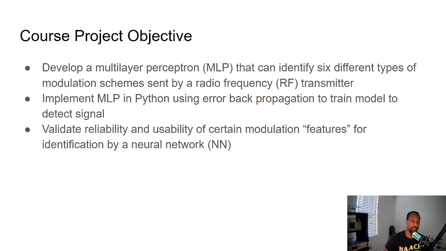An MLP is a multi-layer perceptron, and I wanted to classify 6 different types of modulation schemes. That's going to be frequency shift keying, amplitude shift keying, and phase shift keying. To train this model, I'm going to be using an algorithm called error back propagation. My goal is to first validate the reliability of the classification of the signal. So when you send a certain signal, you want to be able to say within a certain range that it can reliably be classified. And then I also want to see how usable it will be in real time in a system.